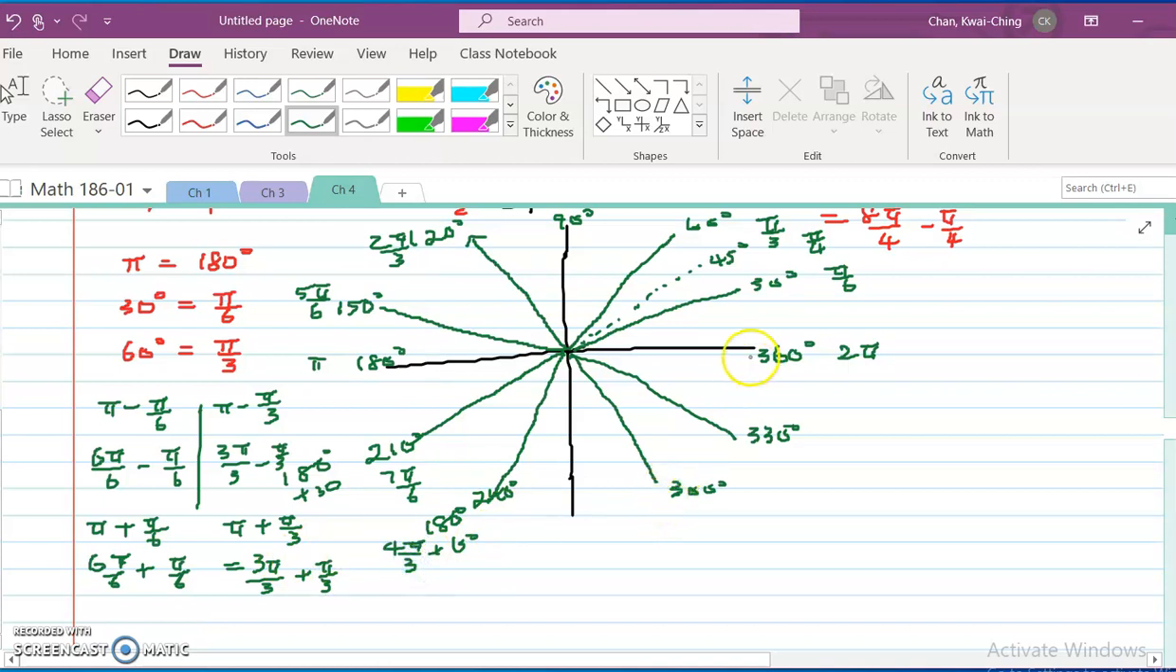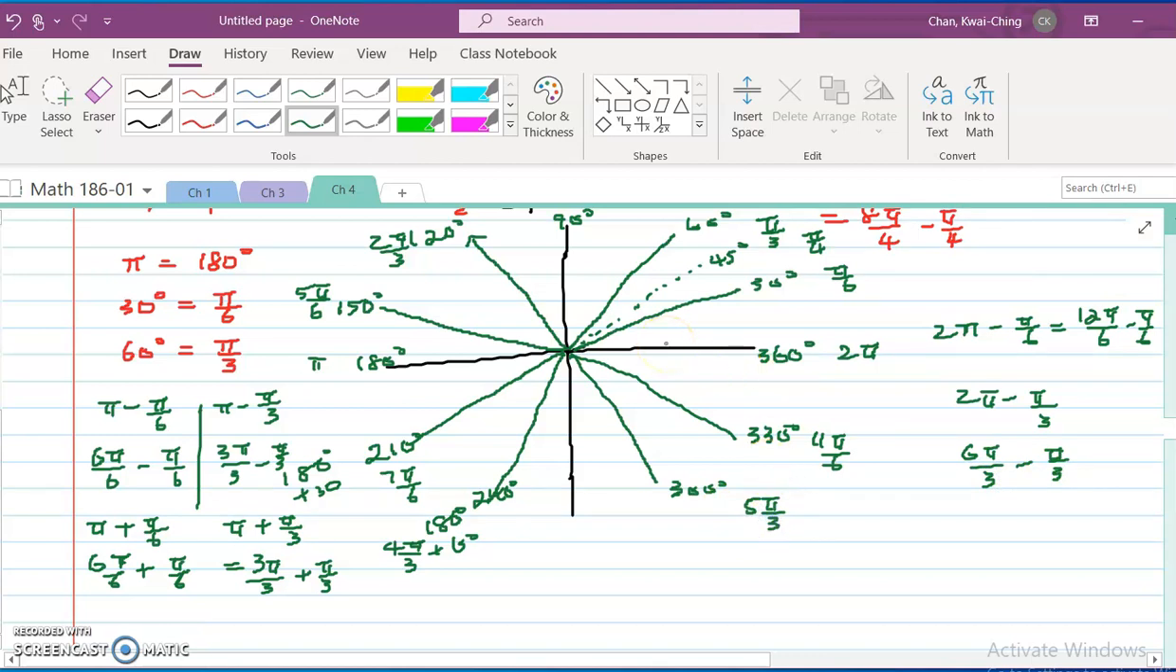And what about these? These two are subtracting from 2 pi. So I'm going to do the calculation here. 2 pi minus pi over 6. Can you do it? 2 pi minus pi over 3. So this would be, with common denominators, 12 pi over 6 minus 1 pi over 6. That would be 11 pi over 6. And this one would be 6 pi over 3 minus pi over 3, which is 5 pi over 3.